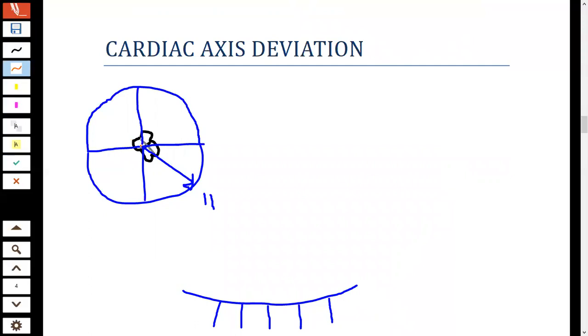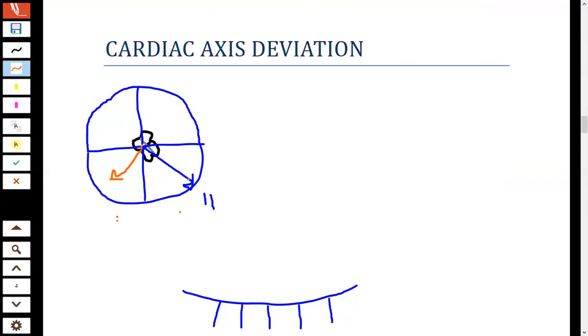If I just draw here another vector, that means it's basically deviated to the right. So here it will be deviated like that. If it's deviated towards the right side, we call it the right axis deviation.